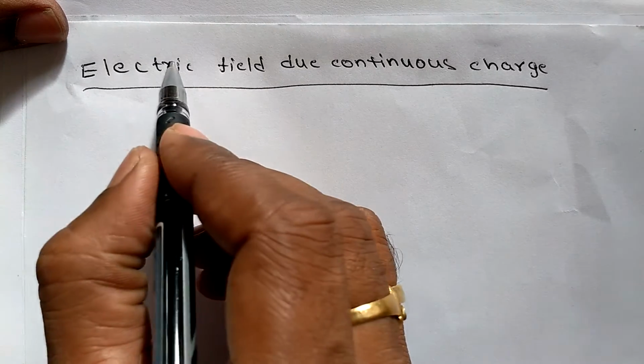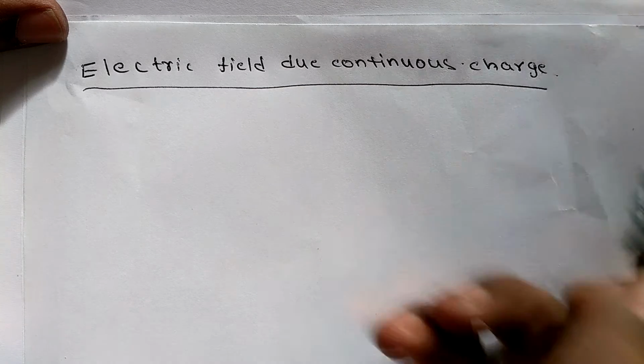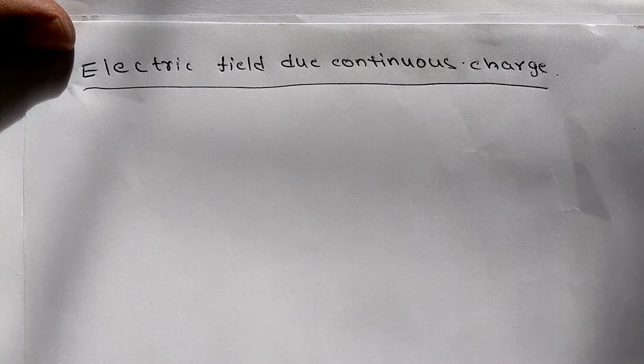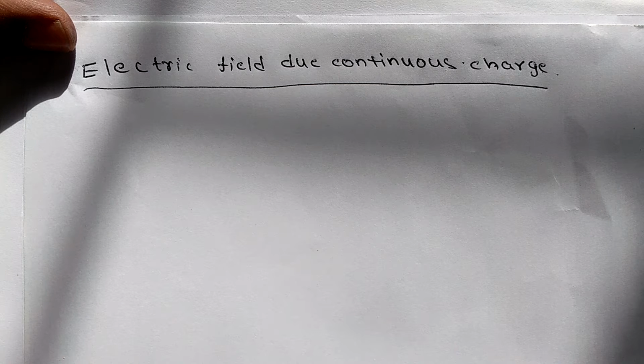Now we are going to discuss electric field due to continuous charges. Continuous charges means a charge given to a rod, plane sheets or spherical shells. These types of bodies in regular life have only continuous charges; we don't get point charges. For these continuous charges, how can we find the electric field intensity?